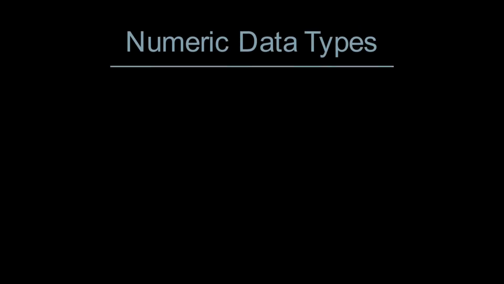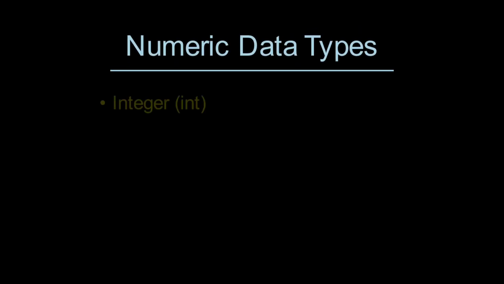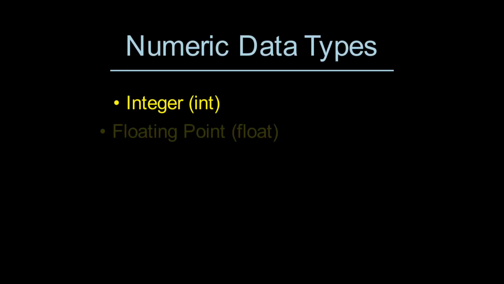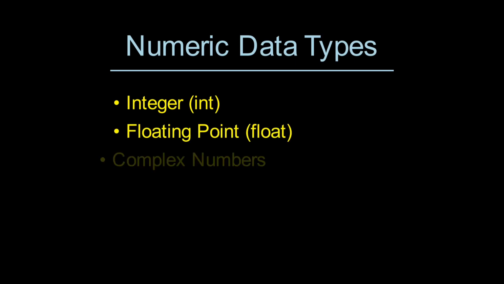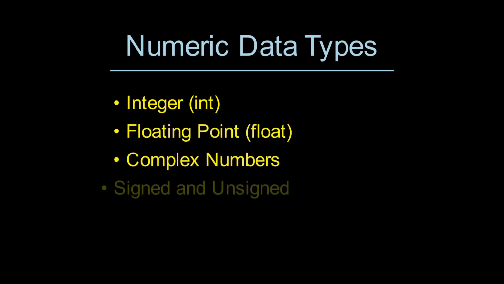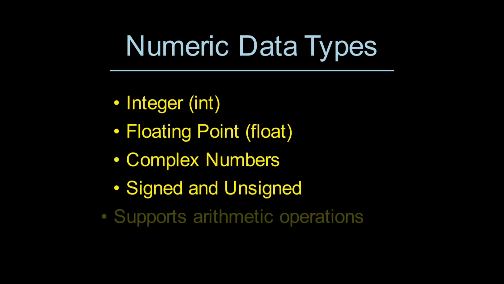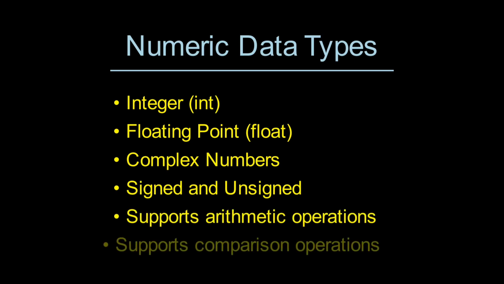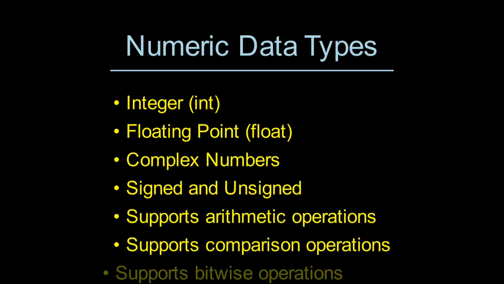Let's explore Python's numeric data types, the foundation of mathematical operations in programming. Python offers several numeric types to handle different kinds of numbers: integer type for whole numbers, floating point for decimal values, complex numbers for advanced mathematics, both signed and unsigned numbers, support for arithmetic operations, comparison capabilities, and bitwise operations.